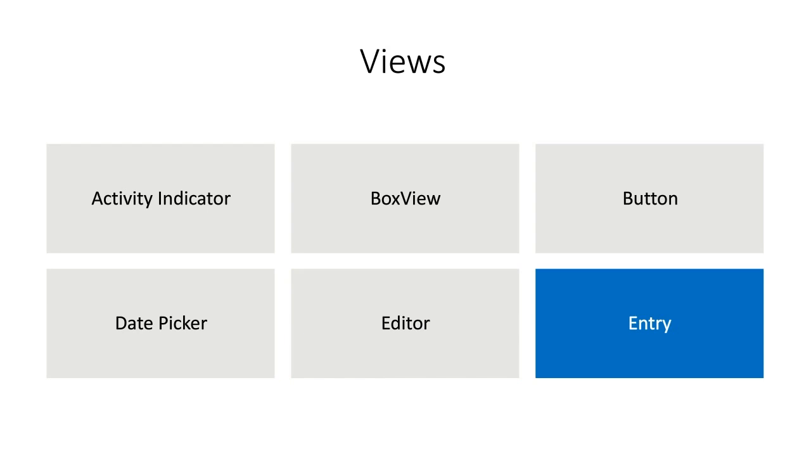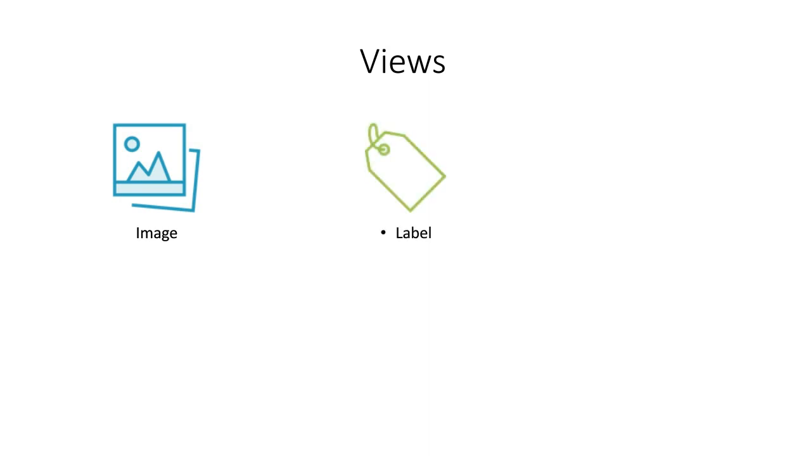There is an image control, which, as you might expect, is used to display JPEGs and PNGs, and these can be loaded either locally or over the internet. There's a label control for displaying text, and this is often used in conjunction with other views. One of the most powerful views is the list view, which allows you to display the individual contents of a collection one after the other. And we'll spend some time with the list view.